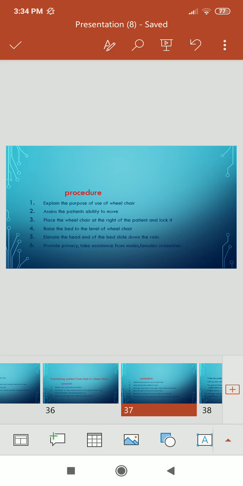Procedure. Explain the purpose and use of the wheelchair. Assess the patient's ability to move. Point number 3: place the wheelchair at the right of the patient and lock it. 4. Raise the patient to the level of the wheelchair. 5. Elevate the head end of the bed and put down the rails. 6. Provide privacy. Take assistance from male and female attendants.